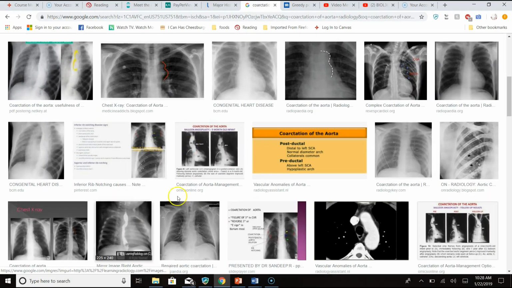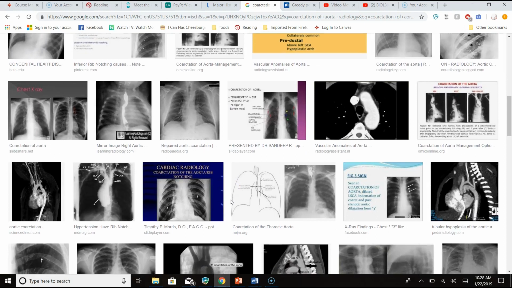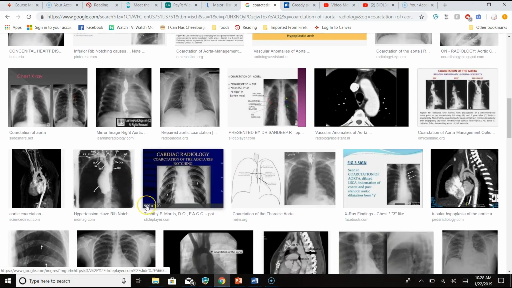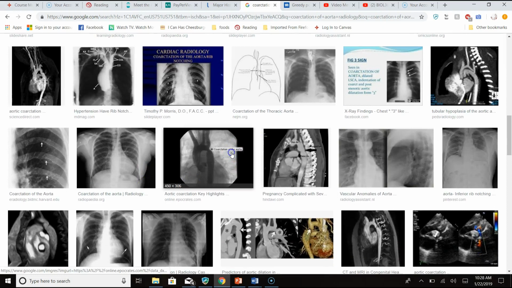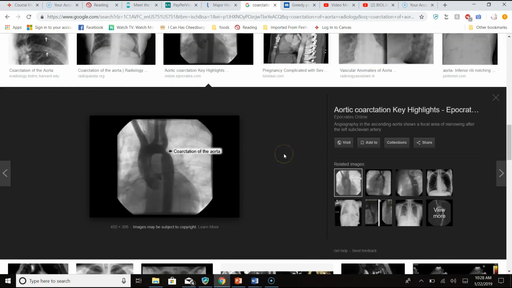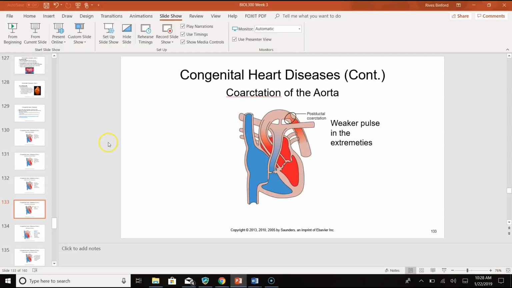It can also be a lengthy narrowing of the aorta. It could be that much of the aorta is narrowed. Actually, that's a pretty good one. I don't know. We'll tolerate it. We'll just deal with it.